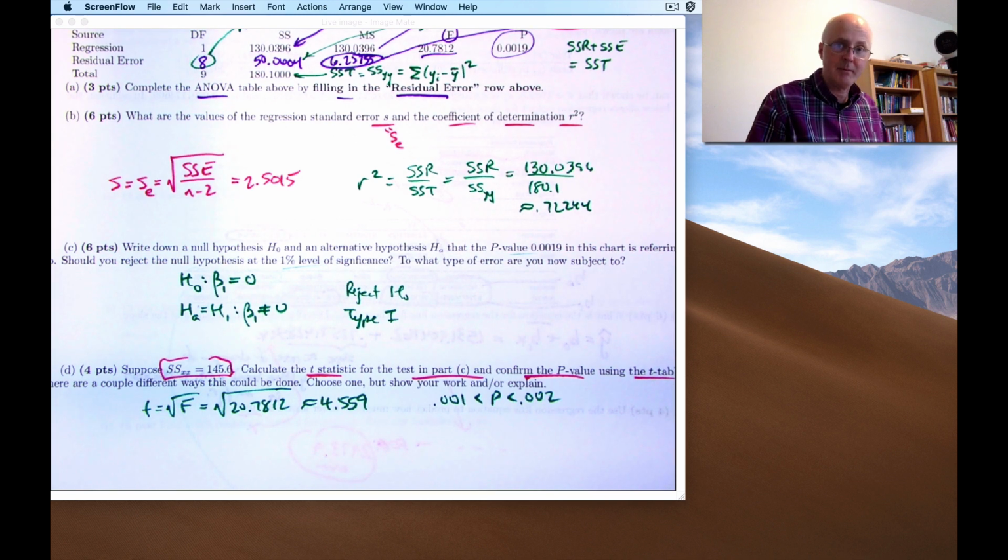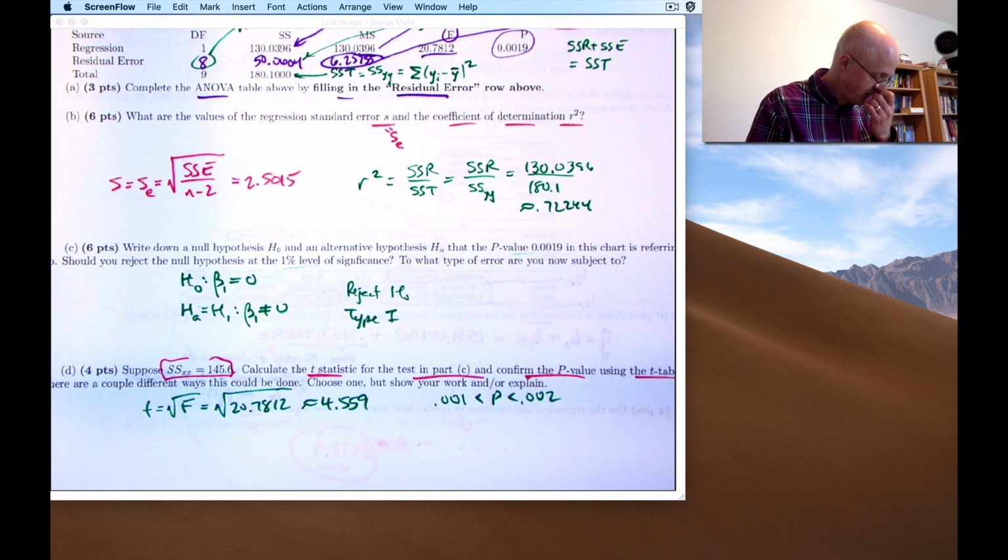It amazes me how many people forget that's the way you do it, with less than signs, okay? Get the notation right. Okay, so that's one way to do it.